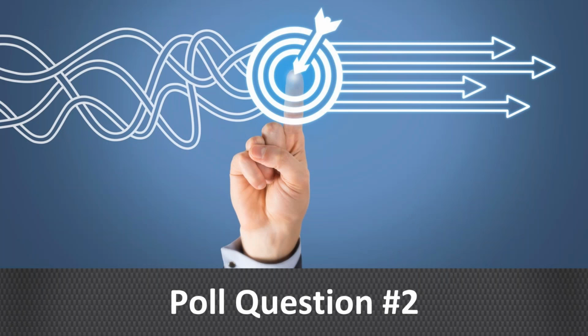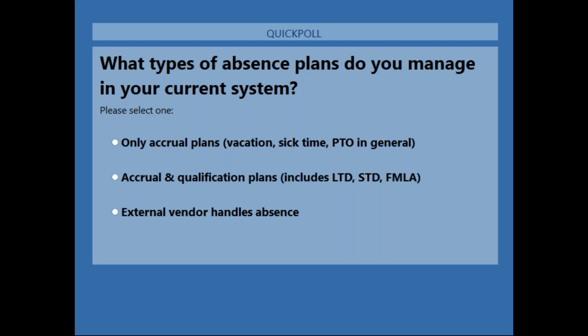So I think we have our second poll question coming up now. So poll question 2, and again, we'll give you a minute to answer this, but what types of absence plans do you manage in your current system? Only accrual plans, accrual and qualification plans, or external vendor handles absence? Take a minute to answer that, and then we will show you the results.